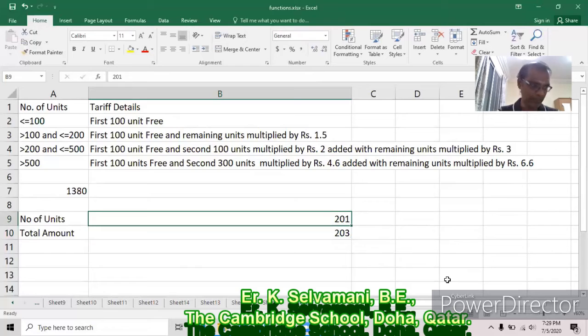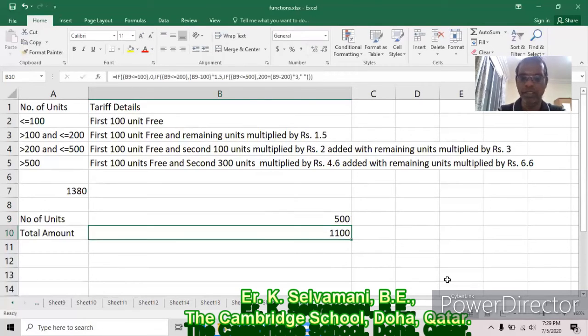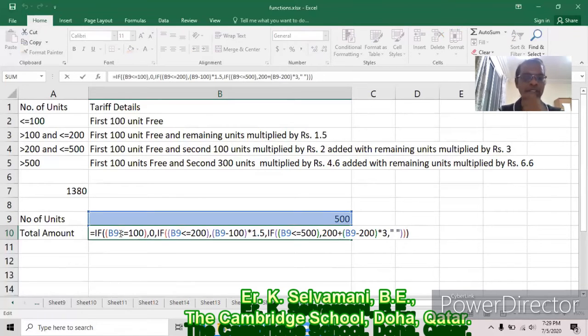So what will happen, sir, if the number of units is 500? See here, 1100. I will explain how it comes. This condition is false, this condition is also false, this condition is true. That means the number of units recorded lies between 200 and 500. So we go for this slab.